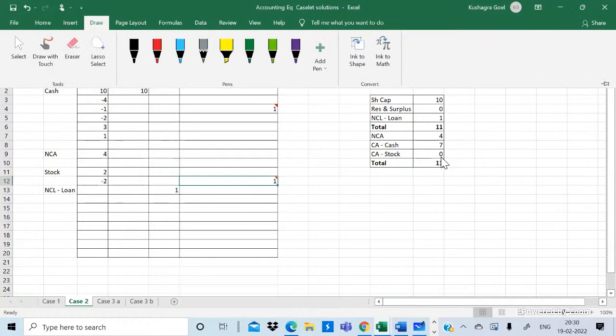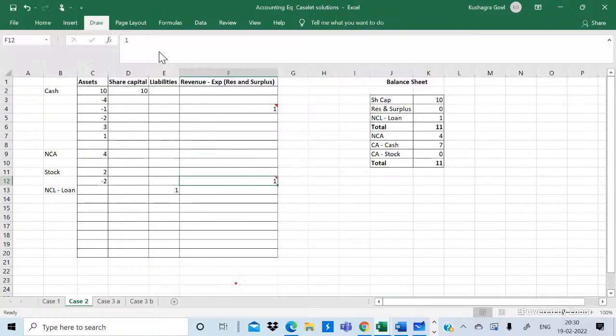Let's look at the cash. If you add this up, 10 lakhs worth of cash coming in, 4 going out, 1 going out, 2 going out. So 10 cash coming in, 7 going out, which means you're left with 3 lakh worth of cash. Another 3 lakh coming in, which means it's 6 lakh. Another 1 lakh coming in, which means 7 lakh. So that's the cash that you have.